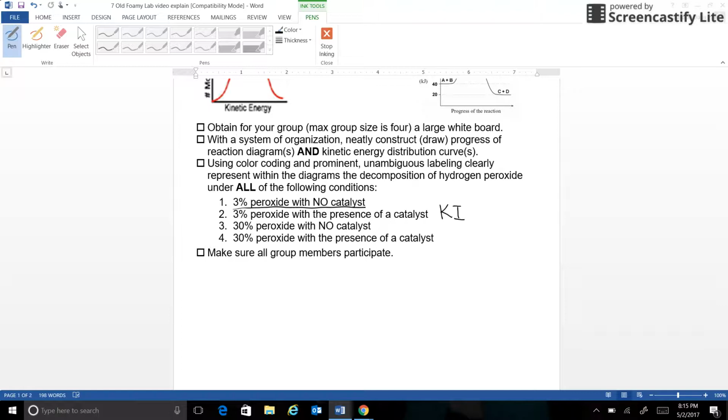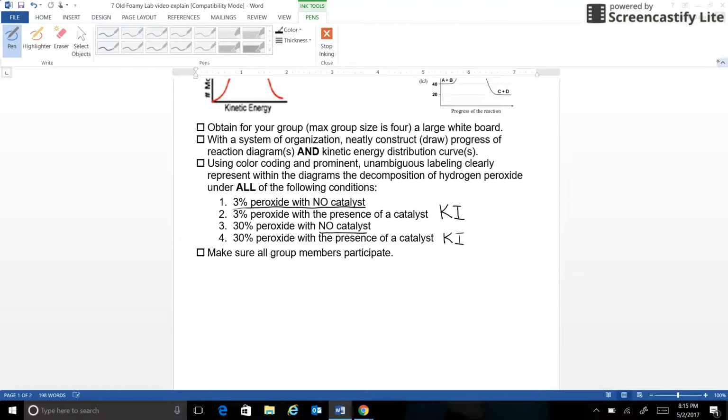Then for the next test, we'll use 30% hydrogen peroxide, which increases the concentration. We're going to first test it with no catalyst at all, and then the second time around, we're going to add potassium iodide, which is our catalyst. Remember that a catalyst isn't consumed in the reaction; however, it does speed up the reaction. So what actually occurs, and how does it speed up the reaction?